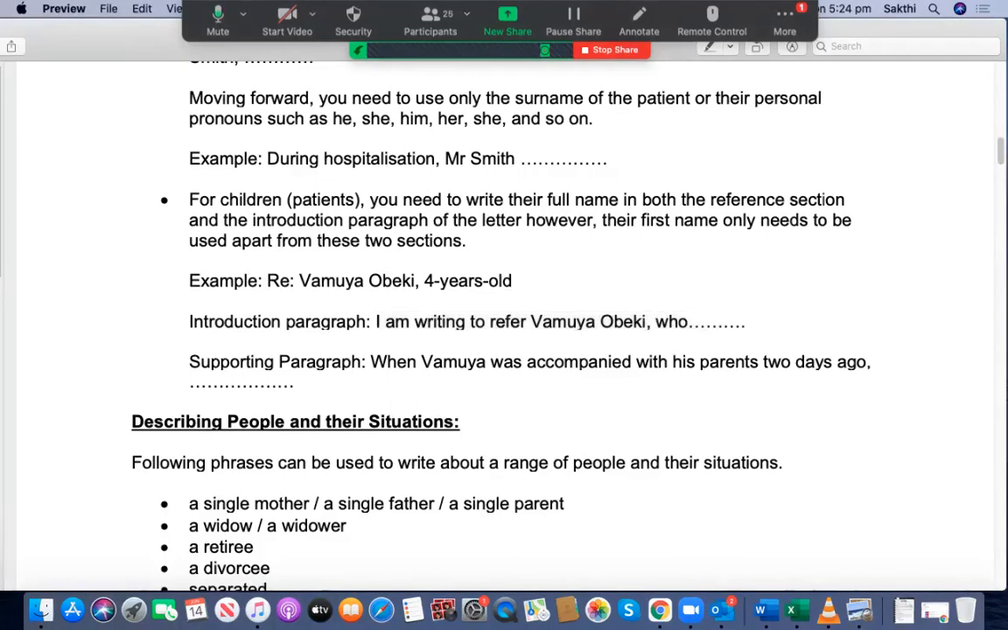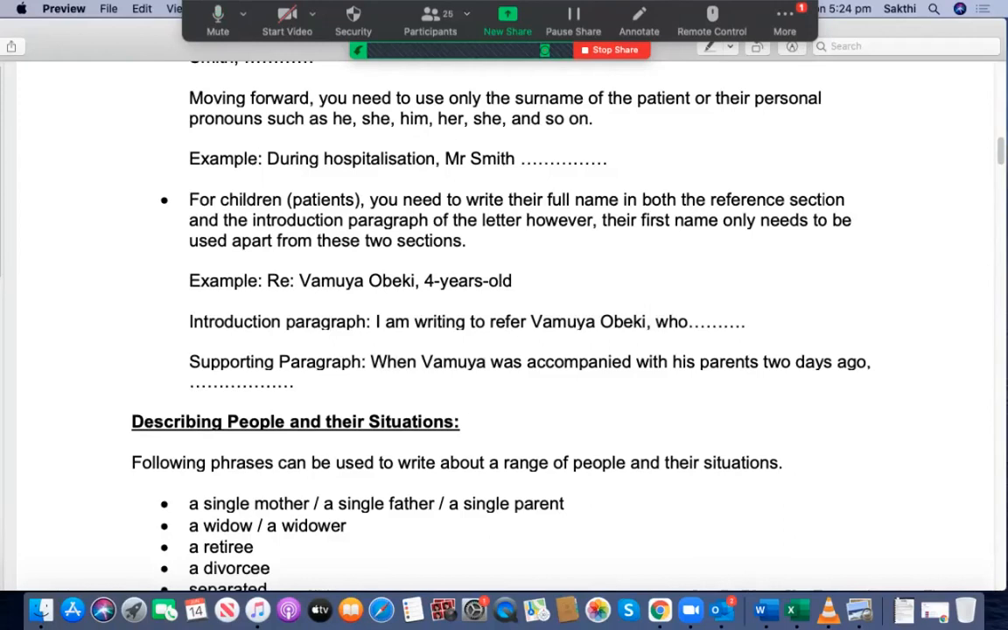Okay, and then when we write down the supporting paragraph, we are going to use the first name of the patient. We are writing Vamuya, not Obeki. So that's the major difference between the reference details of the children and then the adult patients.